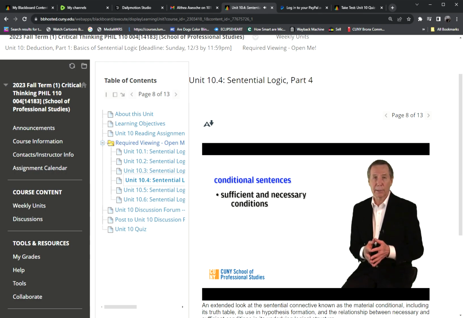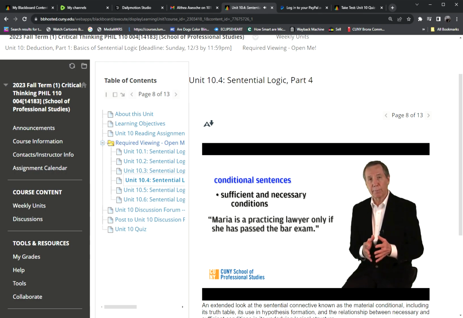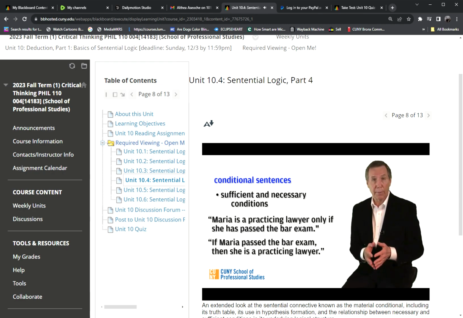Take the following example. Maria is a practicing lawyer only if she has passed the bar exam. Here, we might be tempted to translate this into sentential logic with the following: if Maria passed the bar exam, then she is a practicing lawyer. But that would be mistaken. The locution only if clearly indicates that what follows is a necessary condition. As a result, only if introduces the consequent. Of course, if taken by itself, would still introduce the antecedent.